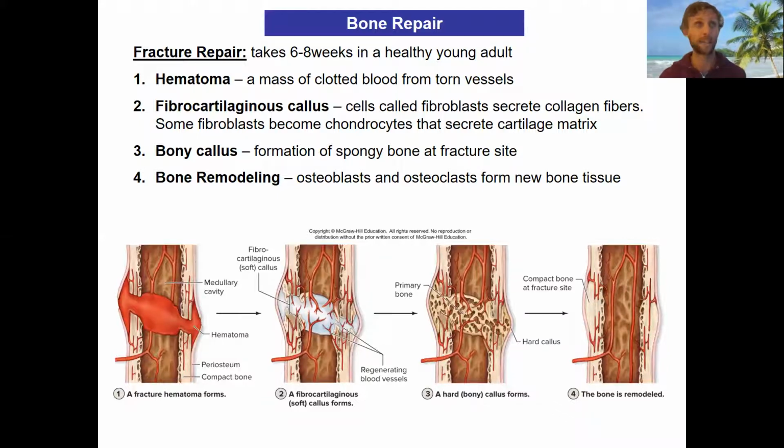For example, I actually broke my hand when I was in my early 20s and can still feel the little bump where that right fourth metacarpal still has that little enlarged area from where that fracture occurred. And that was years and years ago. All right, so that's the idea of bone fracture repair. So we should definitely know the major events and put them, of course, into their correct sequence.